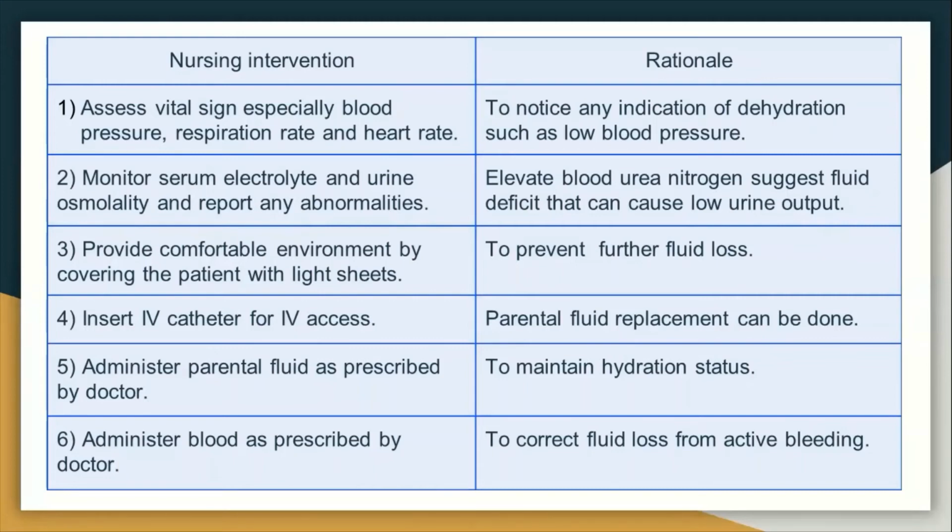Then, provide a comfortable environment by covering the patient with a light sheet to prevent further fluid loss. Other than that, insert an IV catheter for IV access so that parenteral fluid replacement can be done. Then, administer parenteral fluid as prescribed by the doctor to maintain hydration status. Lastly, administer blood as prescribed by the doctor to correct fluid loss from active bleeding.